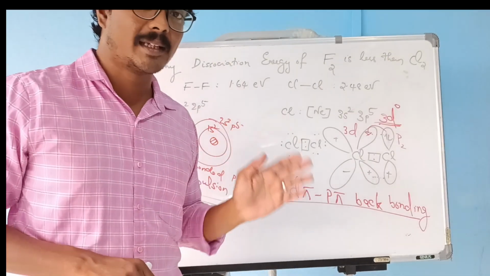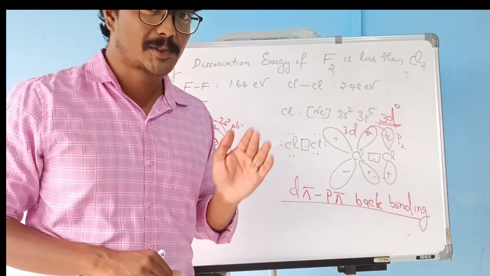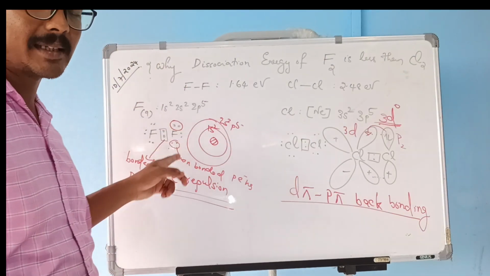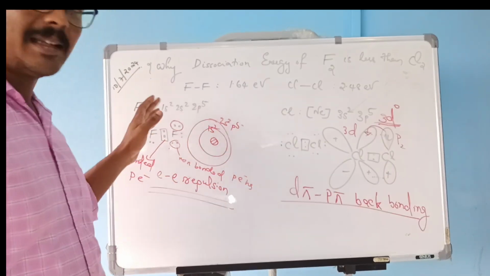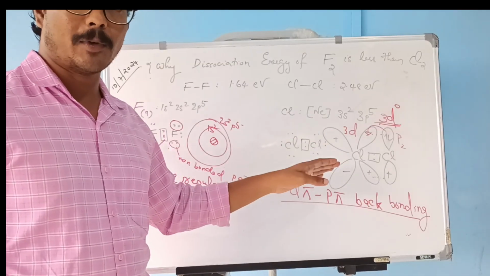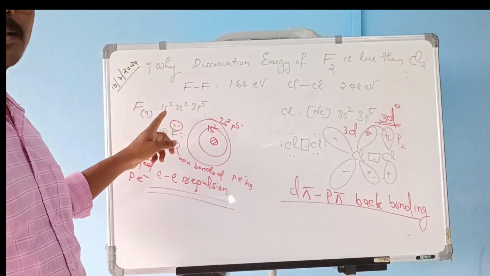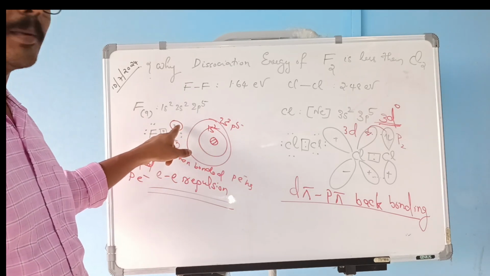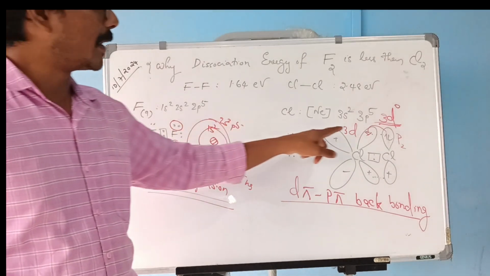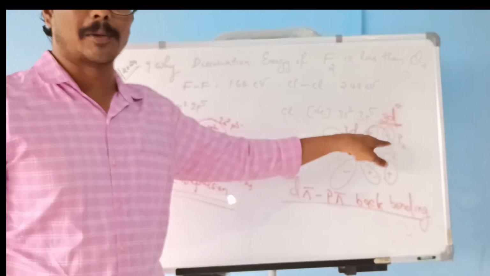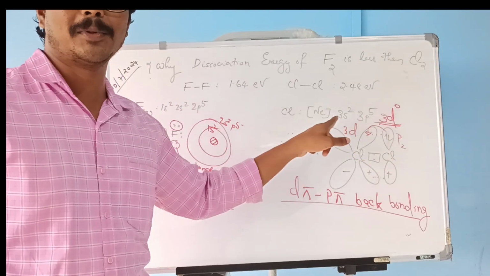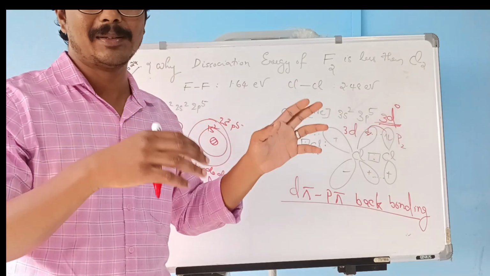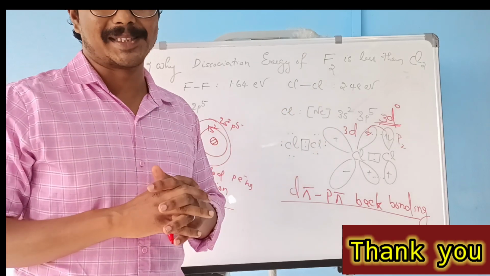The vacant 3d subshell is only available for the third period, not for the second period. That is the reason fluorine has much lower dissociation energy than chlorine. Moreover, the electron-electron repulsion is more prominent in fluorine because there is no vacant space. Only the bonded p electron and the non-bonded p electron will repel. But in chlorine, the non-bonded p electron, the lone pair, will donate to the more spacious vacant d orbital through overlap. This is through back bonding. This is the reason. Okay, thank you.